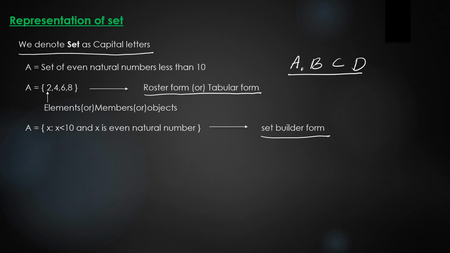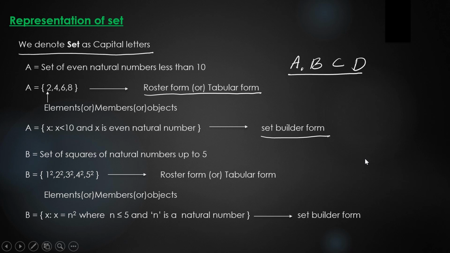So both we call sets only. It depends upon the format, upon the writing, and upon the presentation. We call it roster form or tabular form, and the other one is set builder form. Let me take another example of a set. If you observe this second one, B is equal to the set of squares of natural numbers up to 5. We can write it as B is equal to {1 square, 2 square, 3 square, 4 square, 5 square}.